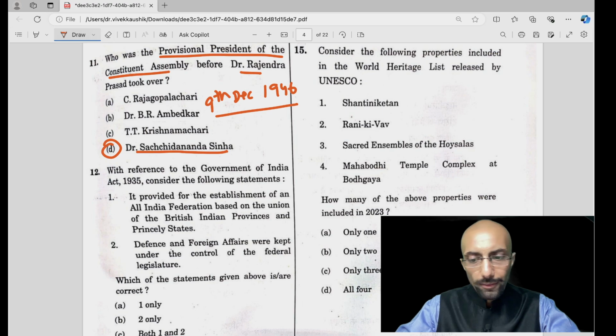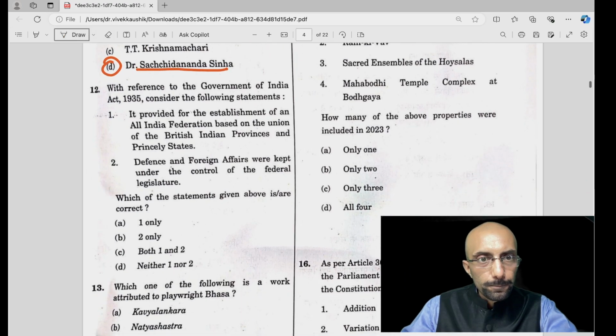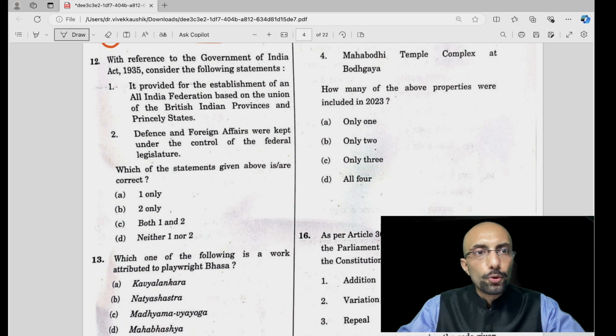Okay, question number 12. You can find the answer to these questions from Lakshmikant's book, The Making of Constitution.